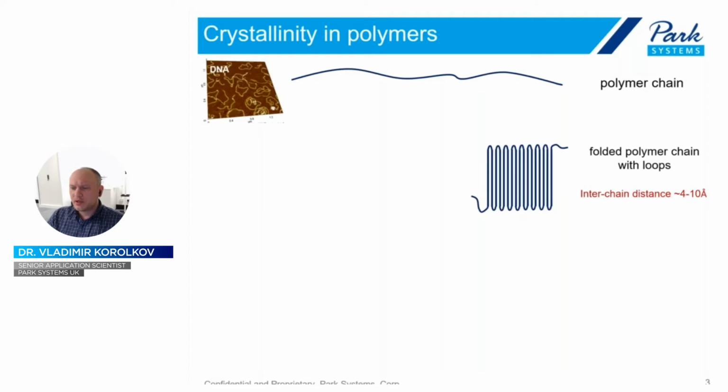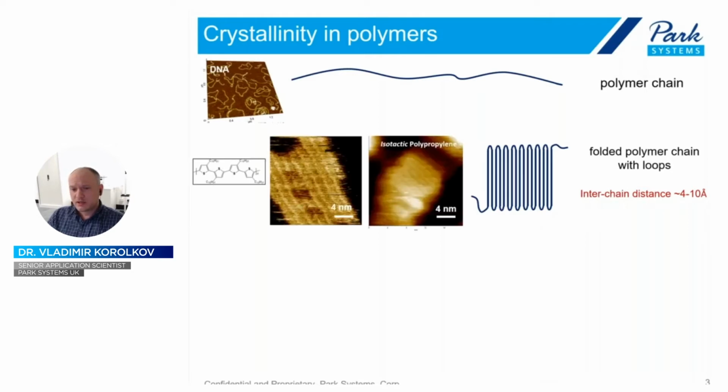But what happens a lot more often, and that is true for many polymers, is that they form folded chains with loops, and that's like a theoretical sketch that you always see in the textbooks. And that you can see in things like, for instance, the image on the left.